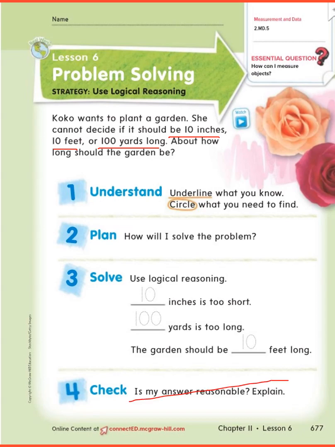And then check, is my answer reasonable? Okay, that's very important. Don't just answer and run off to the next question, but see if it makes sense. And think about the measurements that you know. Your notebook is almost 12 inches tall if you stand it up. You are about 4 feet or 48 inches. Okay, so think about all of the things that you've measured in the first 5 lessons of this chapter, and that should give you a good idea of how big and small things are.